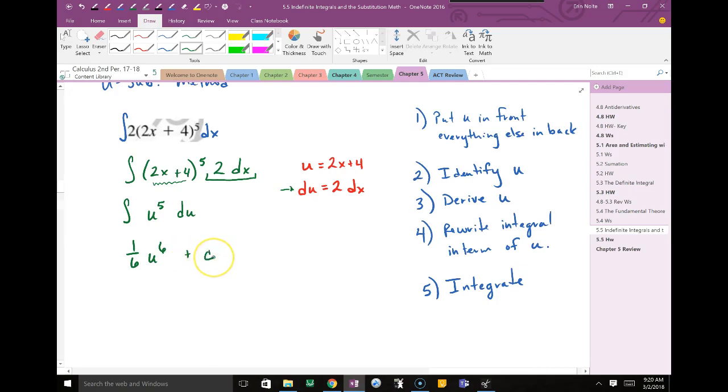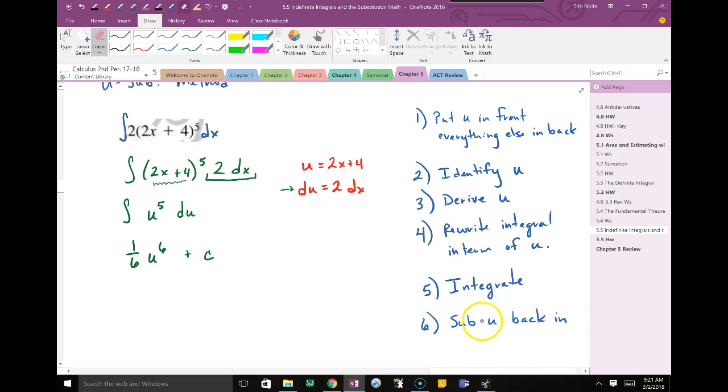Plus c. The du, because we integrated it, right? Anytime you integrate, the du piece kind of gets sucked away. Okay, and now my very last step is that I have an equation right now that's in terms of u. But my original function was in terms of x. So now I'm going to re-sub it back, right? So now I'm going to substitute u back in.